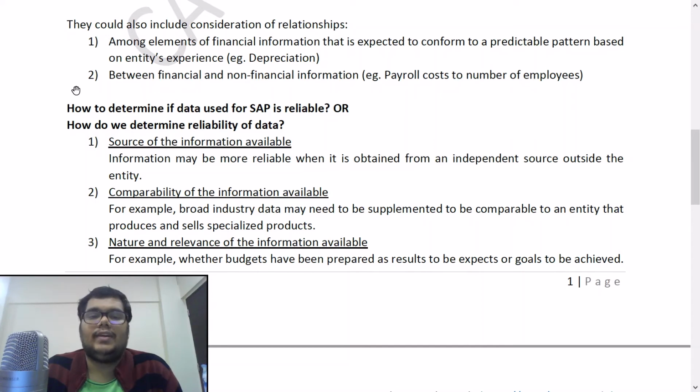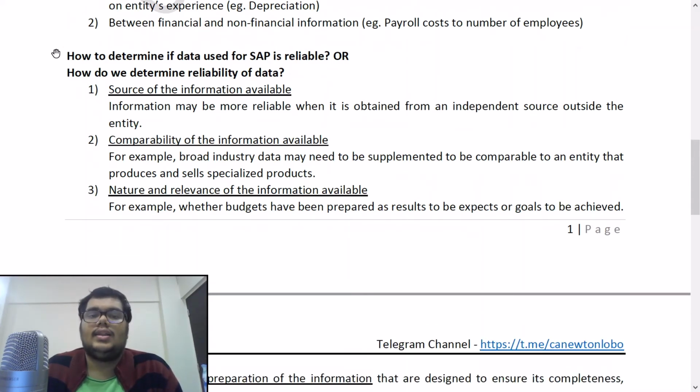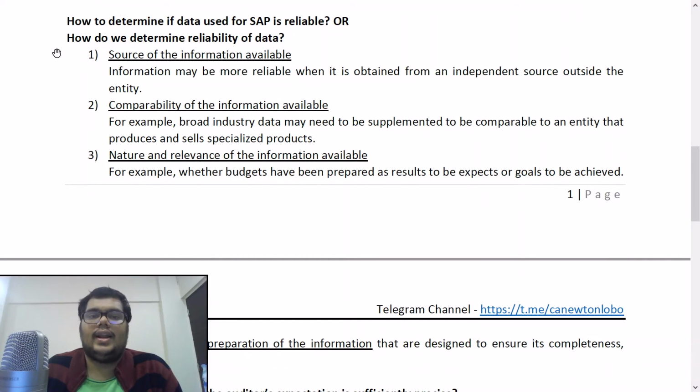Point number two is between financial and non-financial information, example, payroll cost, number of employees. So if you see the number of employees has gone up this year, but the payroll costs have decreased this year, so that could be a sign of some kind of misstatement, because if the number of employees is increasing significantly in the current year, the payroll costs also should go up. So this can be a situation where you can identify and investigate why there is a fluctuation. Next question, how to determine if data used for SAP is reliable.